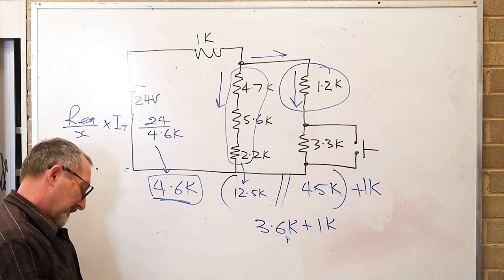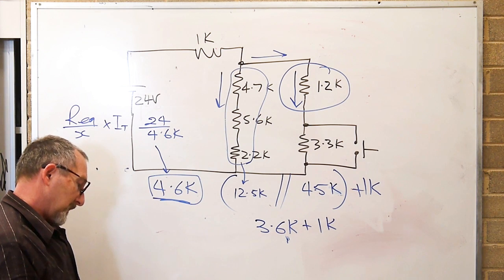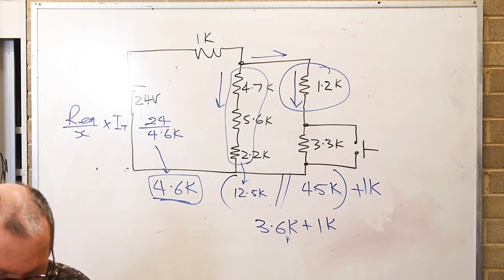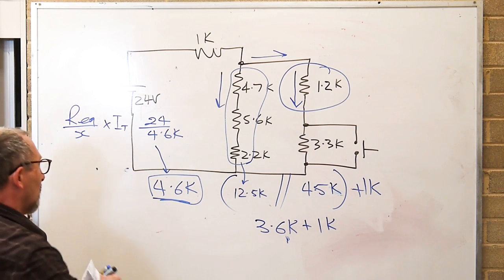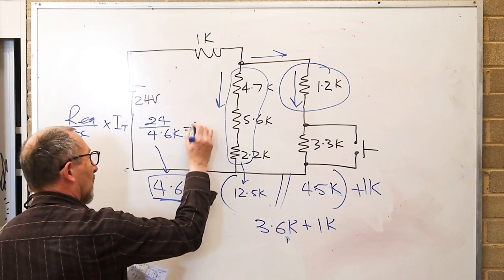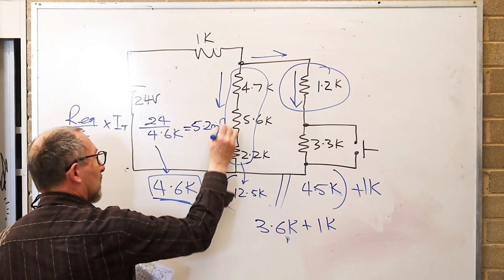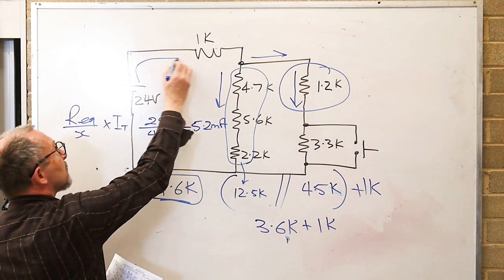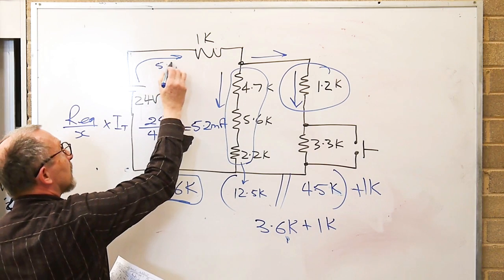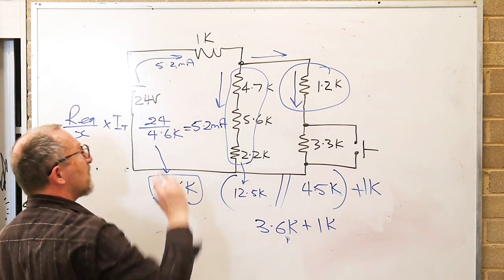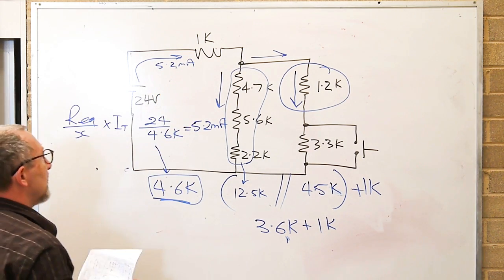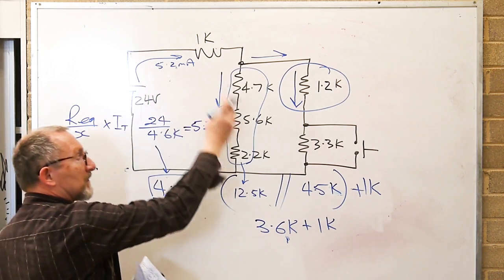24 divided by 4600 gives 5.2 milliamps. So that 5.2 milliamps is what's flowing totally in the circuit, and then that 5.2 milliamps has to split.